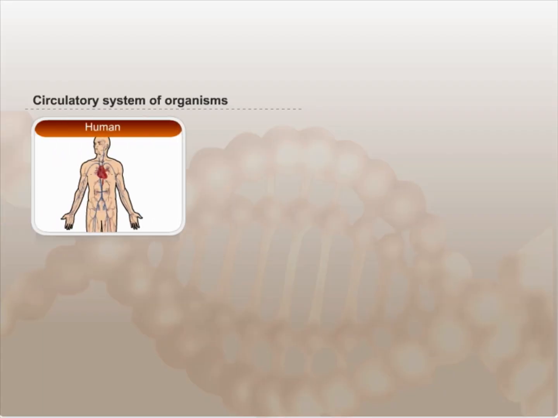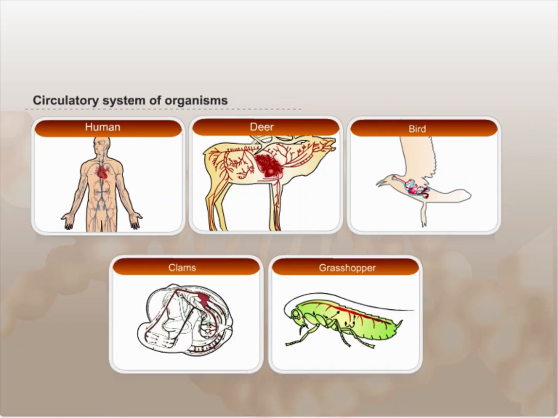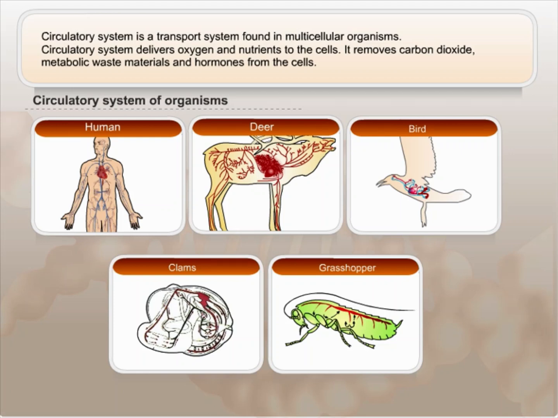From the animations that you have observed, can you state what a circulatory system is? Circulatory system is a transport system found in multicellular organisms. Circulatory system delivers oxygen and nutrients to the cells. It removes carbon dioxide, metabolic waste materials, and hormones from the cells.